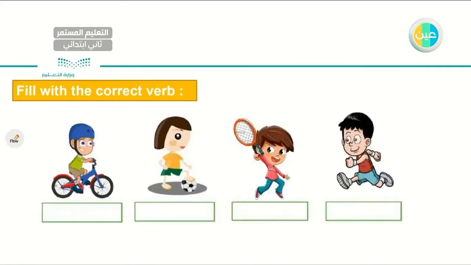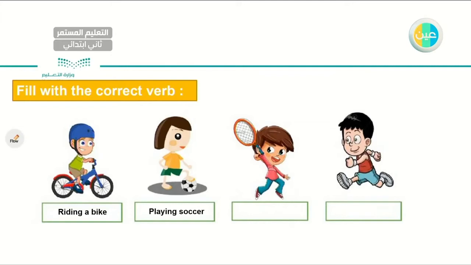Okay, so now let's try to fill these spaces with the correct verb. Remember, I have to use ing. If I ask you about the first boy, what is he doing? He is riding a bike. Very good. How about the second boy? What is he doing? He is playing soccer. Very good. He is playing soccer or football.